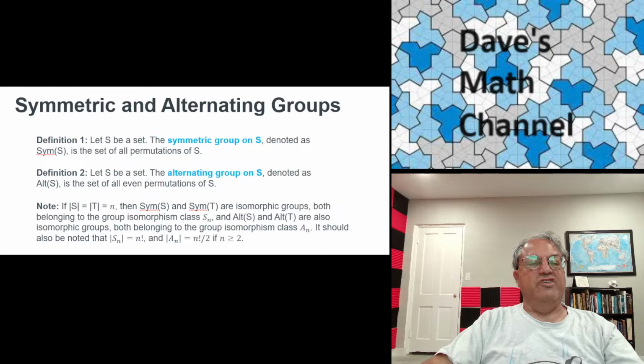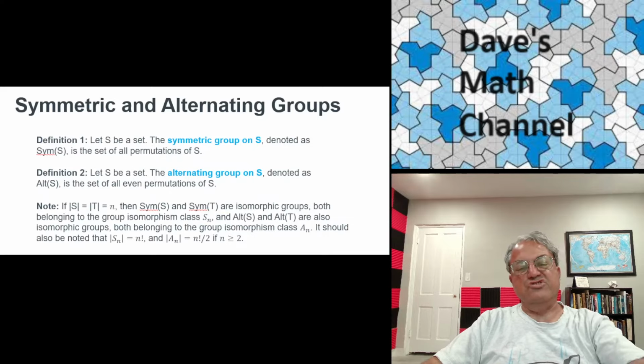And since half of the permutations are even and the other half are odd, which is another fact I didn't mention but it's true as long as n is greater than or equal to 2, that means that the order of A_n, the isomorphism class of all alternating groups of order n, is n factorial over 2. That's half of all the permutations.